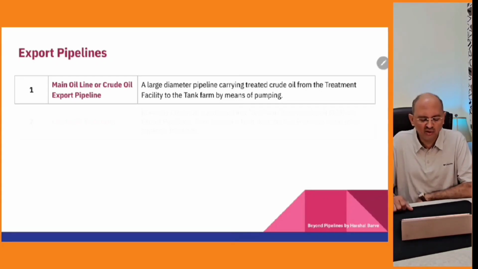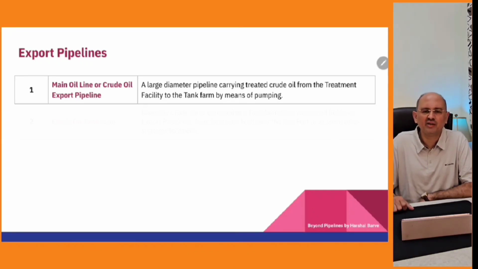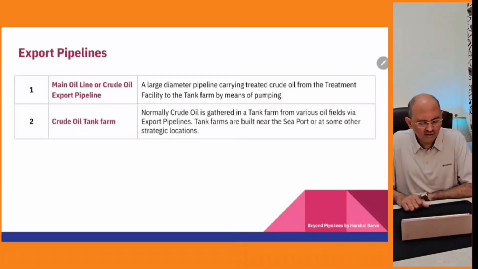So if it is crude oil, then there will be pumps, and the crude oil will be transported by means of the export pipeline to the desired terminal location, tank farm or some kind of industrial area where you need to supply that crude, or to the seaport tank farm where the crude will be stored, and from there it will be exported by means of ships for the export of the country, basically.